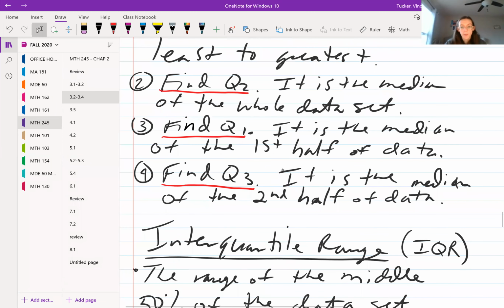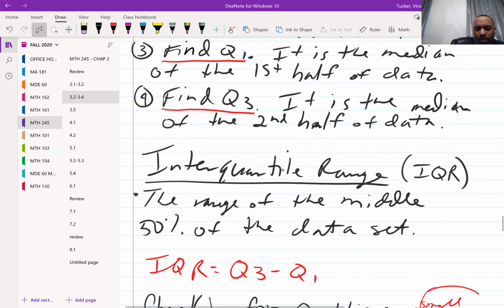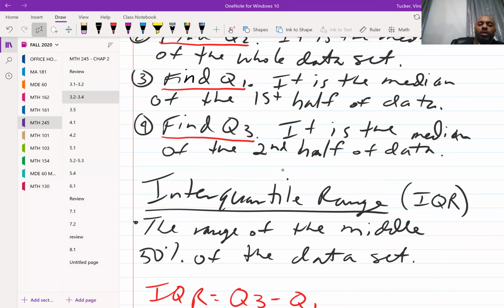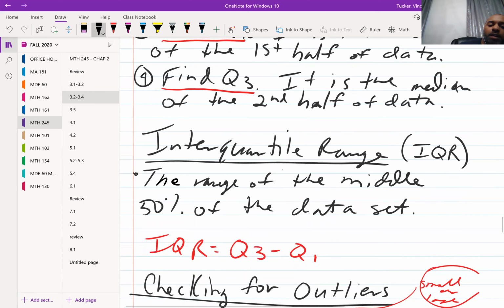All right. So I'm just going to go through the processes, then we're going to walk through all of them. We're going to look at the interquartile range, IQR. That's the range of the middle 50% of your data, and you will find it by taking Q3 and subtracting Q1 from it.